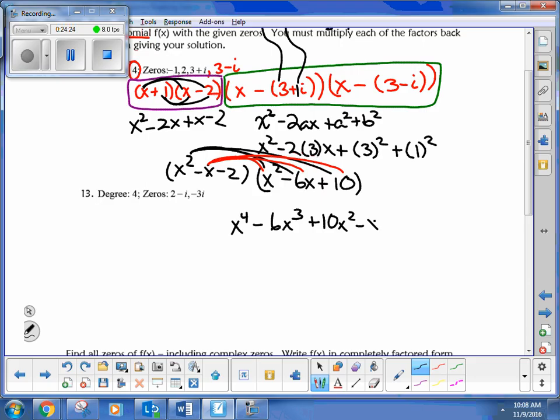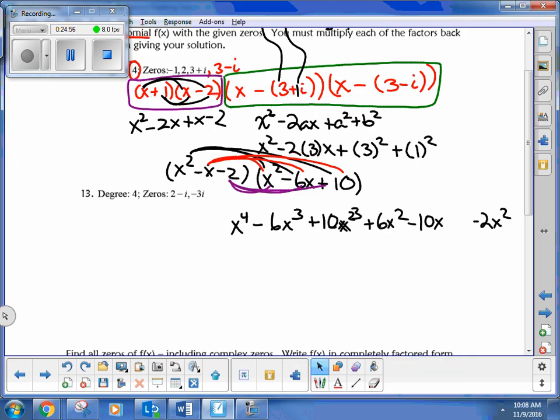So the first one will make a negative x cubed. The next one will make a positive 6x squared. And the next one will be minus 10x. So then the very last portion here, we're going to do this. These last 3 terms. So from here, let's go ahead and write down negative 2x squared minus positive 12x.